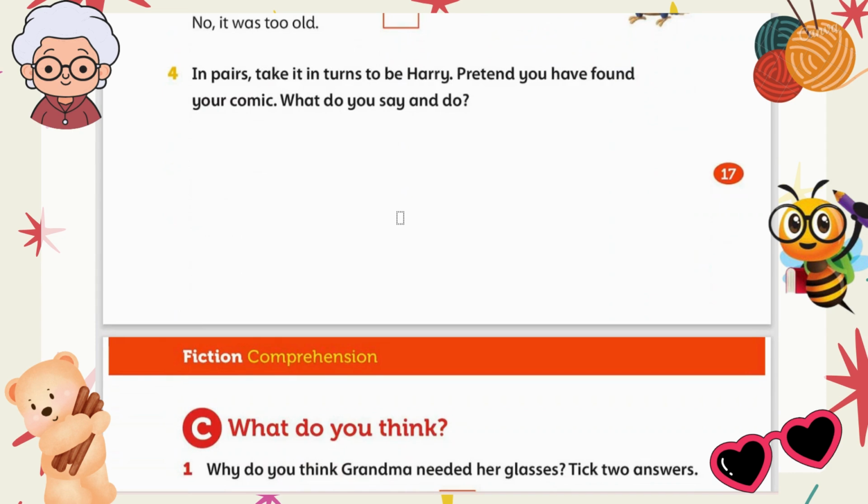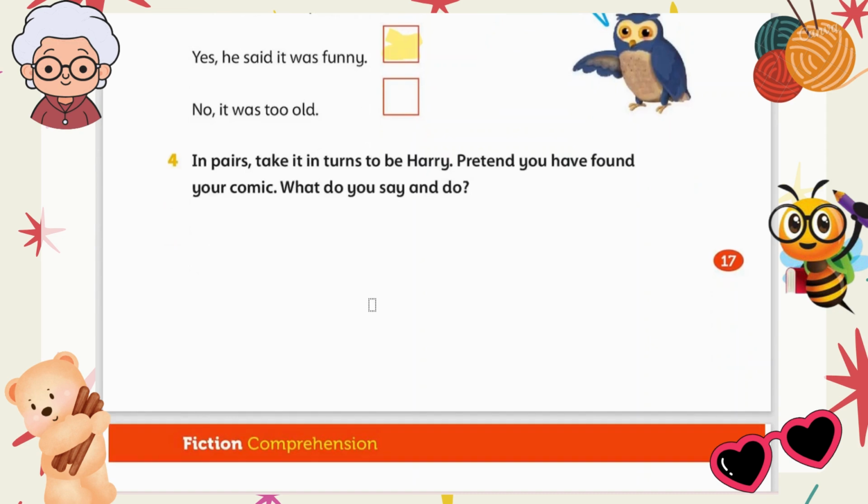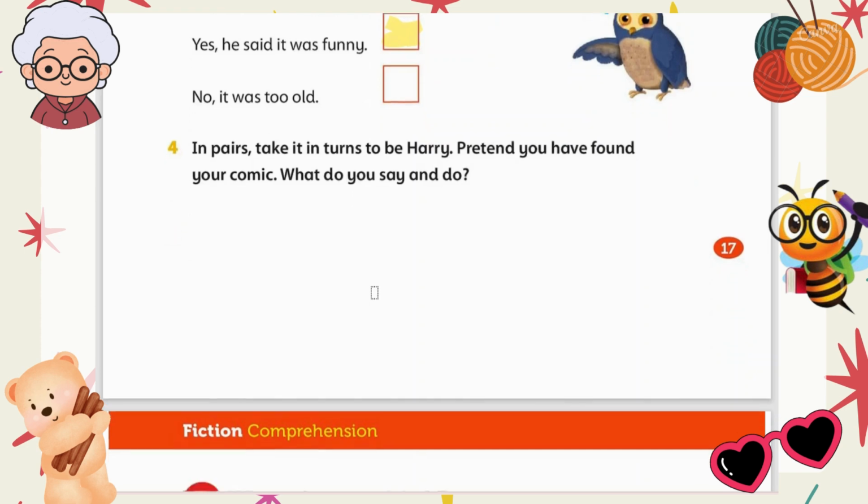For question 4, in pairs, take turns to be Harry and pretend you have found your comic. What do you say and do? In pairs means with your brother or sister or your class partner, you pretend to be Harry and read your comic and observe what you would like to say about it, because Harry said it was funny. Is your comic funny? Do you laugh at it or do you cry? That's the activity you have to do.